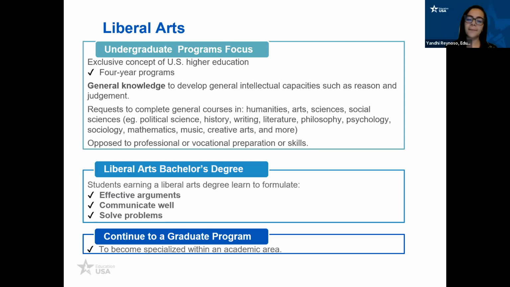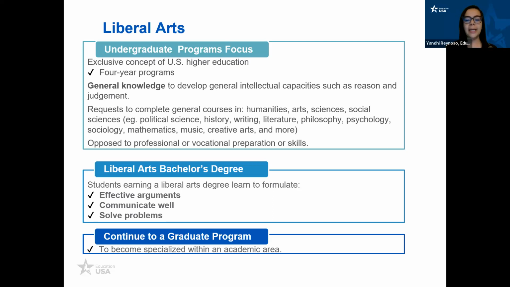So this, as I mentioned, gives the opportunity to students to explore different areas, to learn general knowledge, and as you see on screen, and also to develop general intellectual capacities. So this is something unique from the US. I know here in Mexico, some schools might have that, but it's not the same.